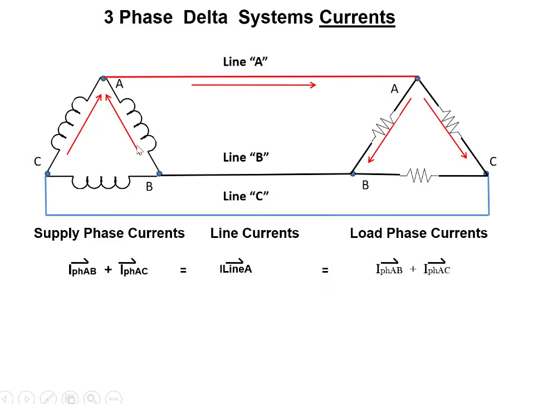The same thing is happening, of course, at the generator. Two windings of the generator are supplying that line current for the load. We're more interested in really what happens once the current gets to the load. And so for line A, the current splits between A to B and A to C.